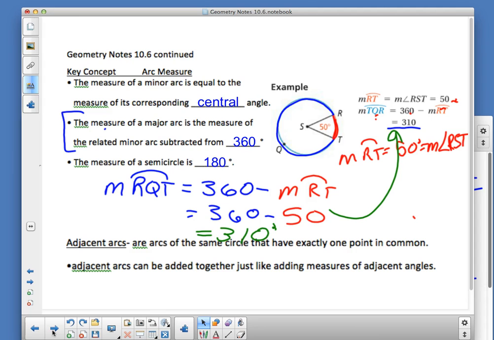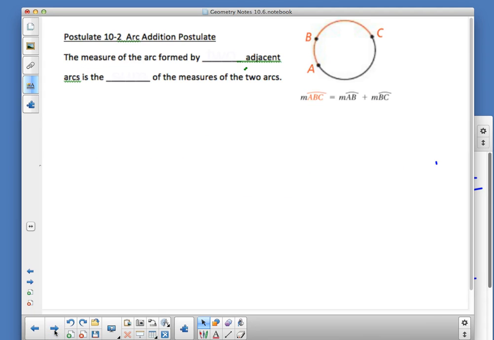Adjacent arcs are arcs of the same circle that have exactly one point in common. Adjacent arcs can be added together just like we did with angles. Remember, we had the angle addition postulate way back in chapter 1, first semester? Well, we can add the arcs together. It'd be very similar. So now we've got this arc addition postulate.